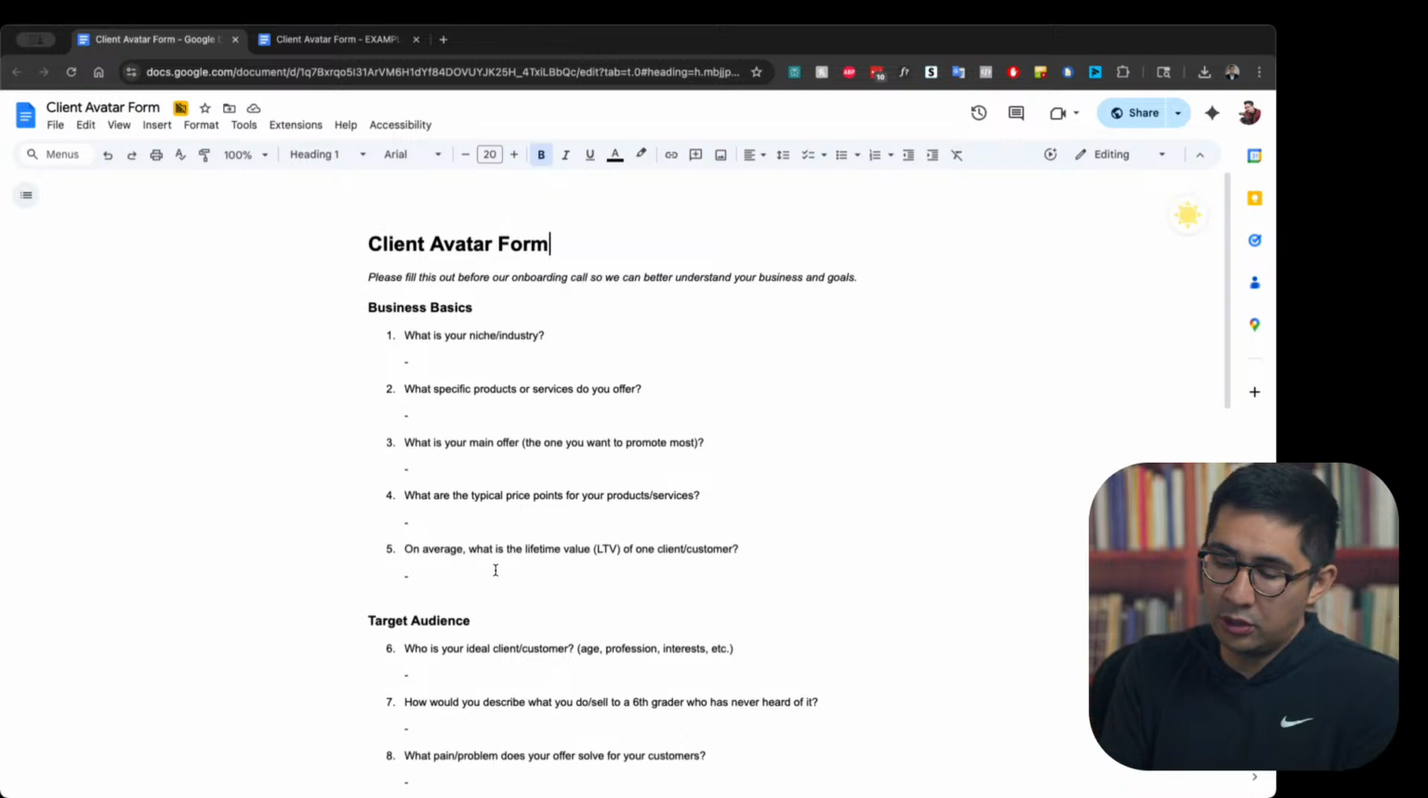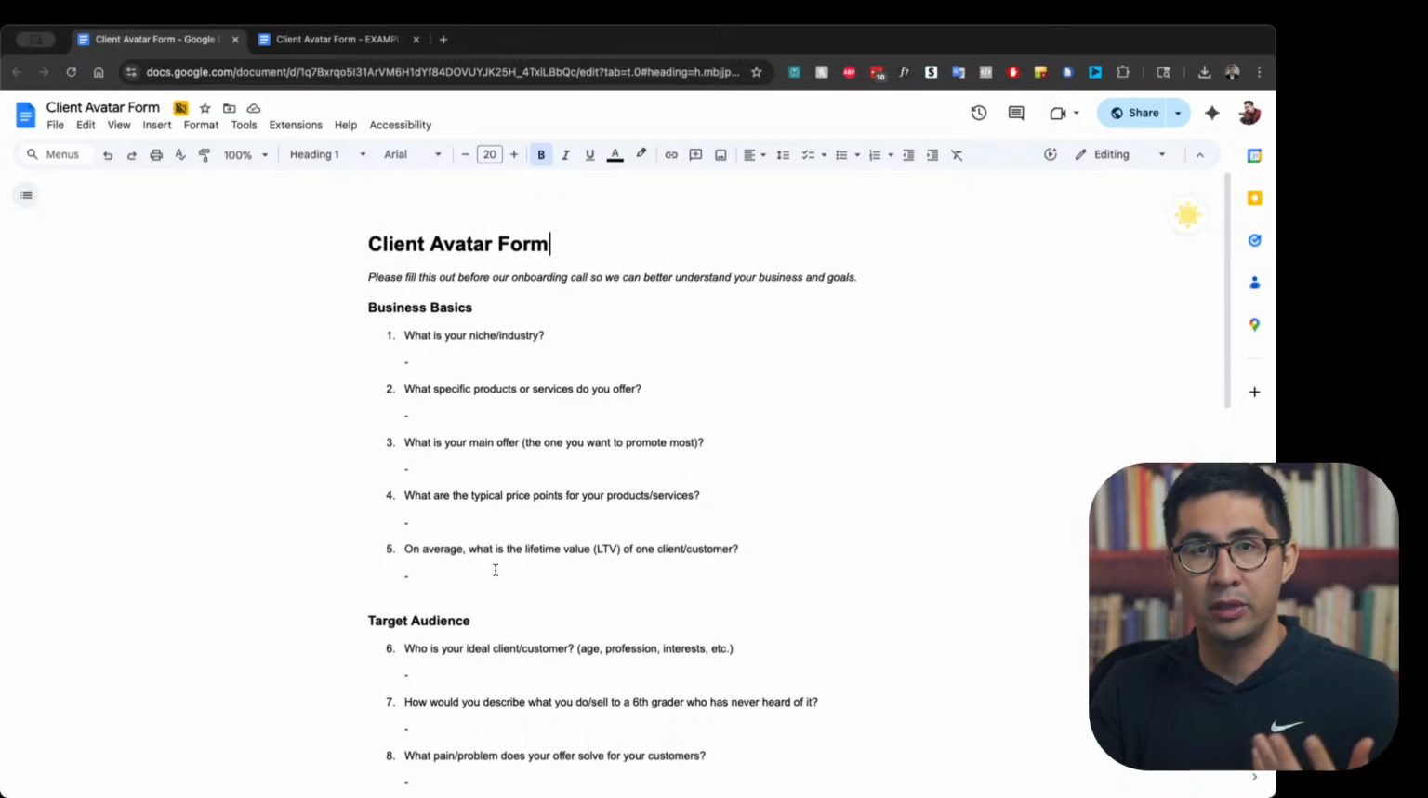So for example, if we just look at the numbers, simple math: if you take 150, because that's a ballpark of monthly maintenance for a swimming pool, and you multiply that by 24, that's $3,600. So their LTV is $3,600.